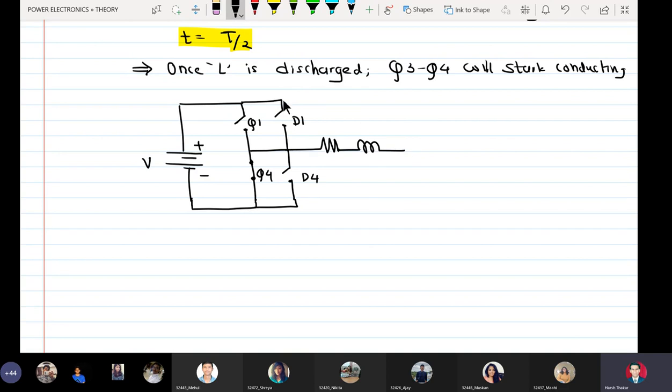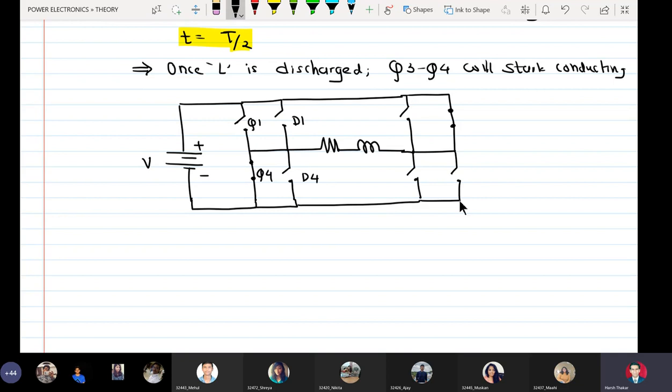I am not showing L di by dt because it is completely discharged. This is my diode D3. This is my transistor Q3, which is conducting. This is my diode D2, and this is my transistor Q2. Let me write everything now: D3, Q3, Q2, D2. What is the current flow now? Very simple. This is my terminal A, this is my terminal B. B is getting connected here. So current continues to flow like this.